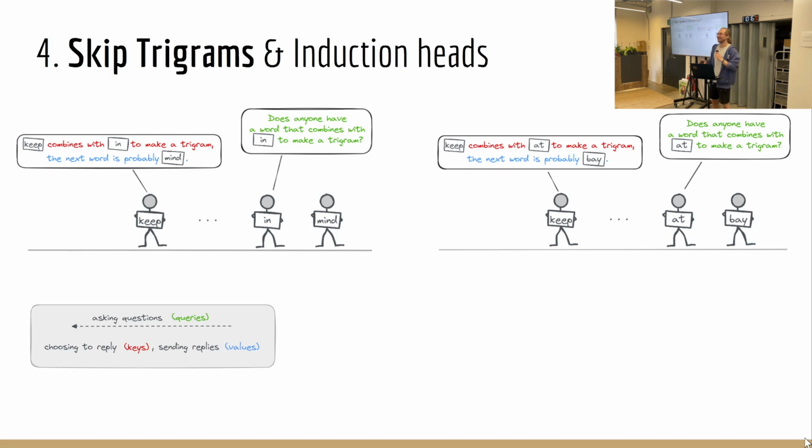Yeah, question? So keep in mind and keep at bay, are those sending those replies with keys and values, are those mutually exclusive from the attention head? So if it has the keep and it says that for future reference, then in mind can be a skip trigram, or at bay can be a skip trigram, are they mutually exclusive, so that they have to choose whether it's in mind or at bay?